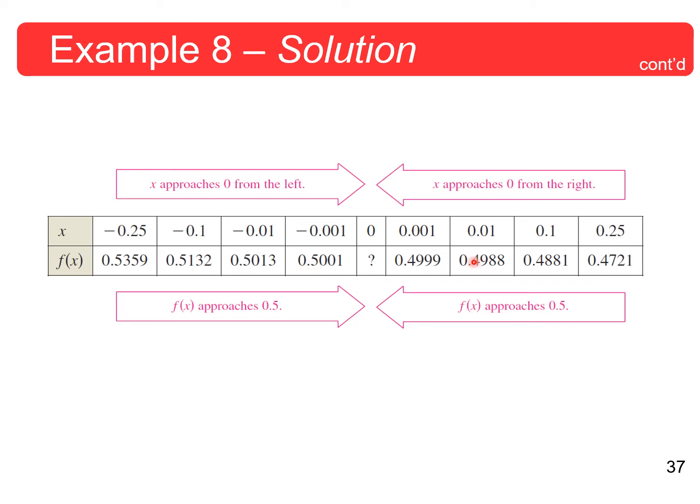So that is the same also for the values coming from the right of 0. As you approach 0 from the values to the right of 0, as you move closer and closer to 0, the y values also go closer and closer to 0.5.